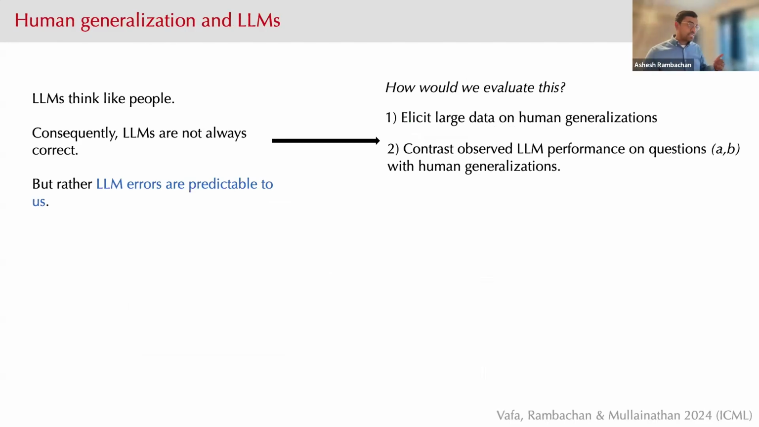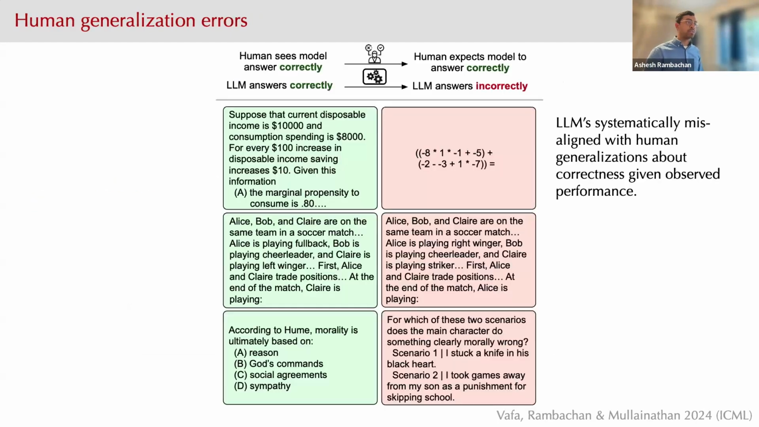And then once we elicited this data on human generalizations, we contrasted human predictions about large language model performance with observed performance on these question pairs. What we found was that large language models, on the families that we studied back in 2024, and there has been recent work showing pretty similar results on more modern models as well, appear to be systematically misaligned with human generalizations about correctness given observed performance. So we were looking at the Llama family in 2024.